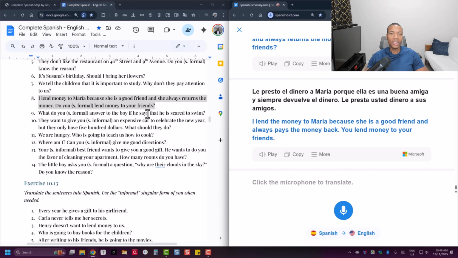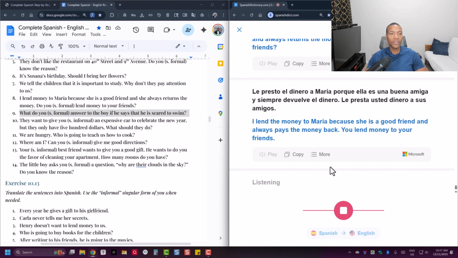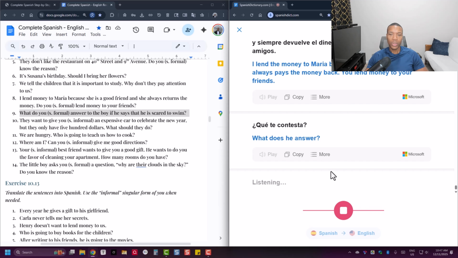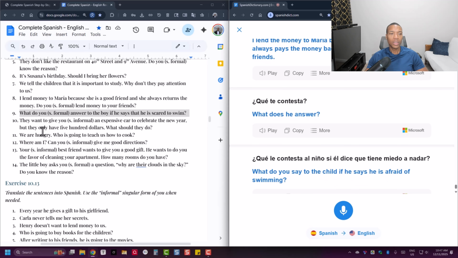What do you answer to the boy if he says that he is scared to swim? ¿Qué le contesta al niño si él dice que tiene miedo a nadar? What do you say to the child if he says he is afraid of swimming?